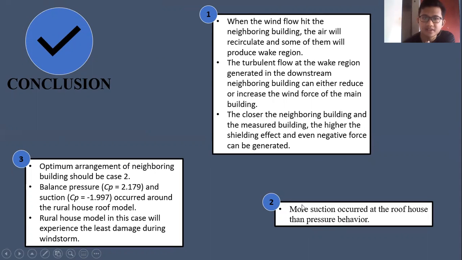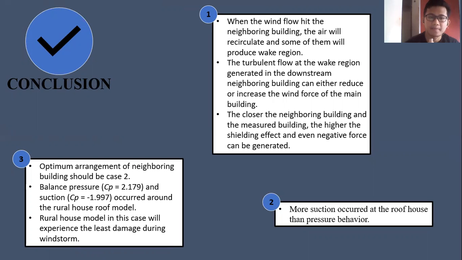For the second conclusion, based on the second objective, more suction occurred at the house roof than pressure behavior. And the last one is that the optimal arrangement of the neighboring building should be case 2 because it has balanced pressure, with CP 2.179 and suction CP negative 1.997, occurring around the roof of the rural house model.